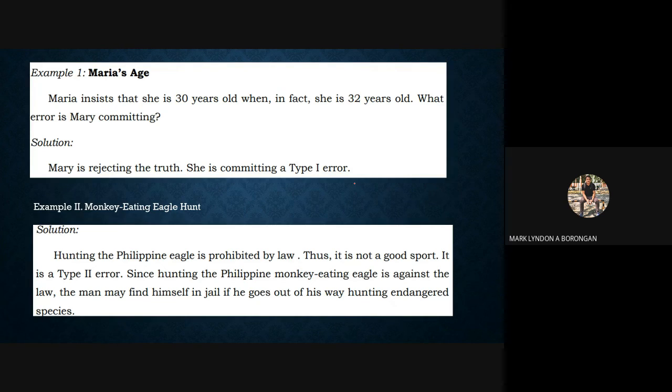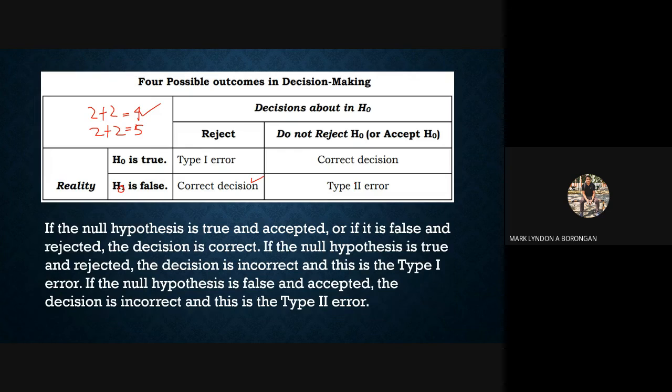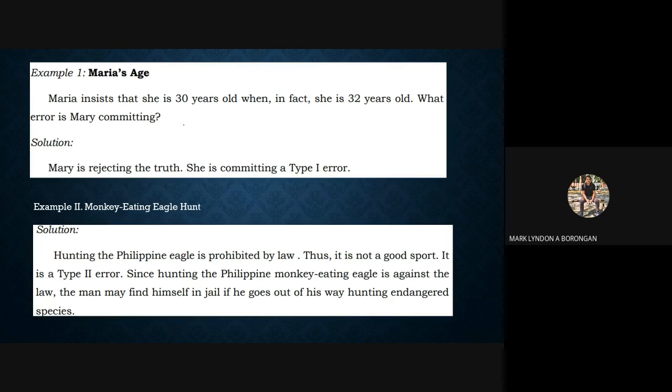So let's say for example, Maria's age. Maria insists that she is 30 years old when in fact she is 32 years old. So what error is Mary committing? For our solution, Mary is rejecting the truth. She rejected the truth when in fact the null hypothesis is correct. Therefore, she is committing a type 1 error.